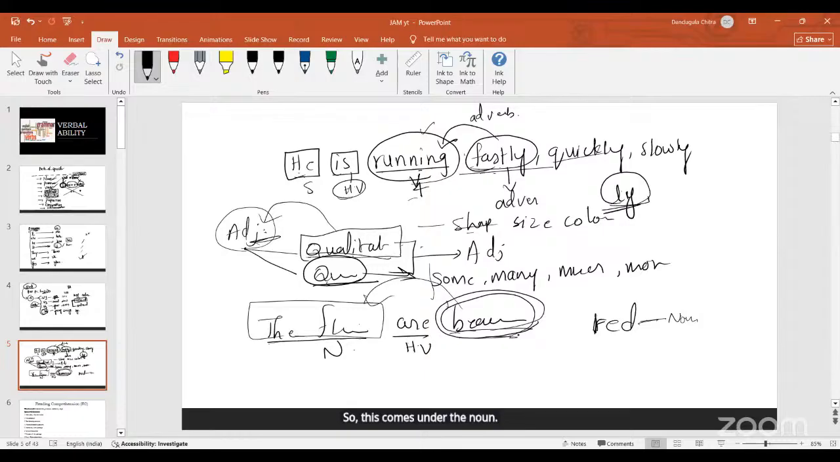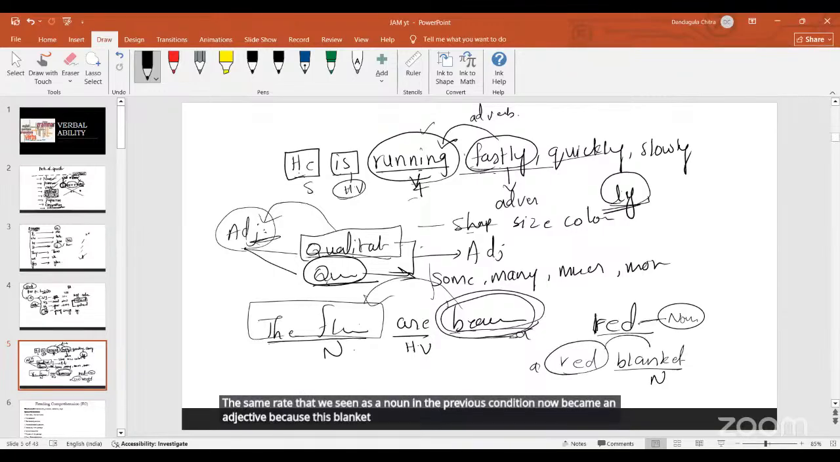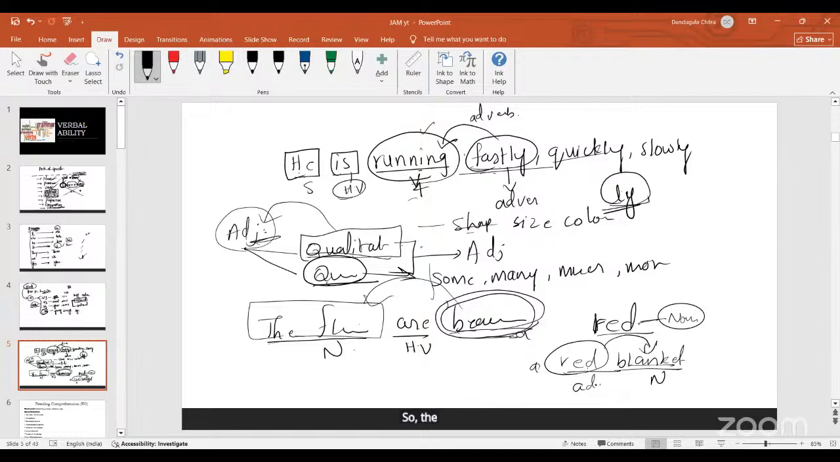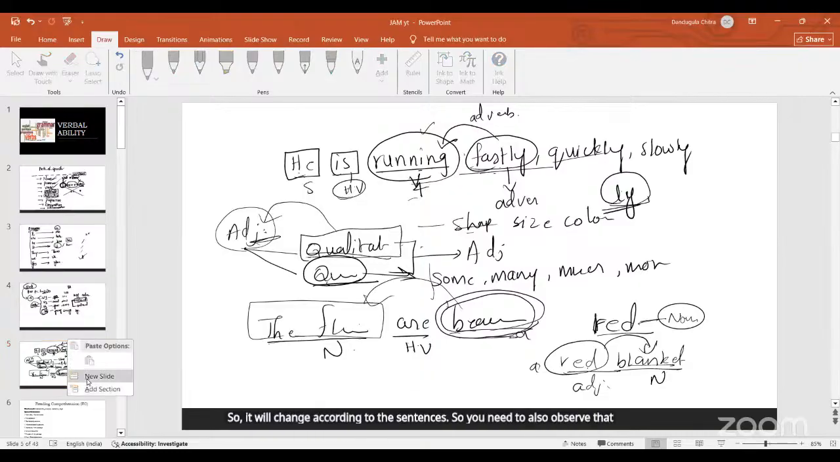What if I write a red blanket? A red blanket. The same red that we saw as a noun in the previous condition has now become an adjective, because blanket is a noun. As this red is describing this blanket, the red becomes an adjective now. So it will change according to the sentences. You need to observe that. Hope adjective is clear to you.